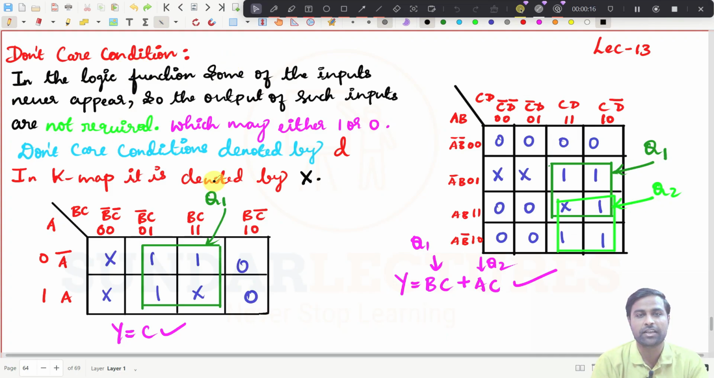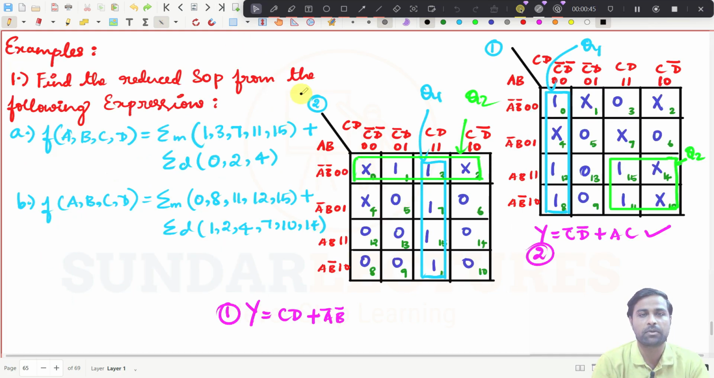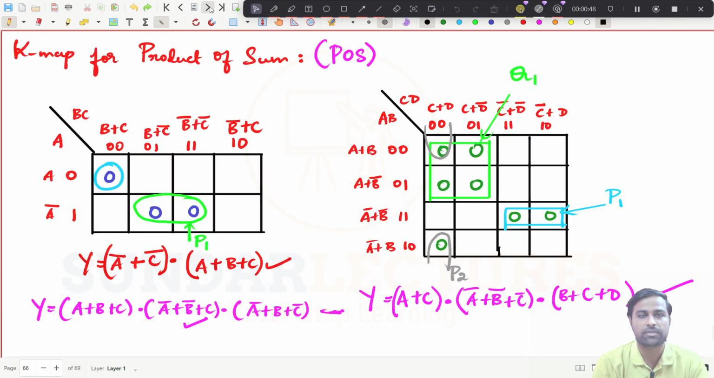Don't care conditions. In don't care conditions we have seen that if any combination of input is not required for a particular application, then those inputs can be eliminated and considered. The output of those input combinations may be 1 or 0, so we can consider it to be 1 or we can consider it to be 0. With those ideas, we have solved the SOP problems as well as the POS problems, and we concluded in the previous class.